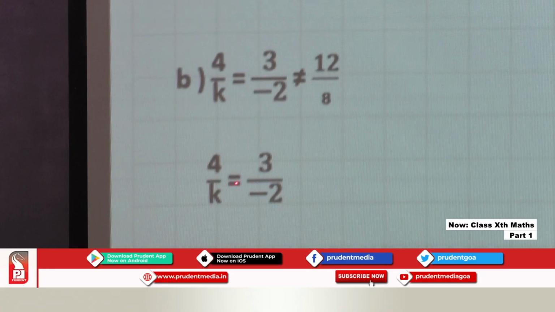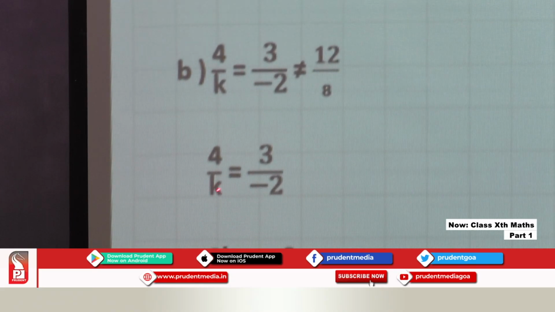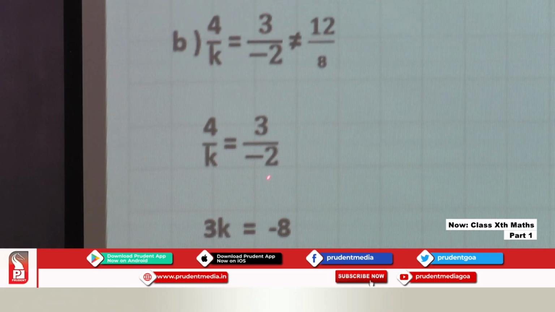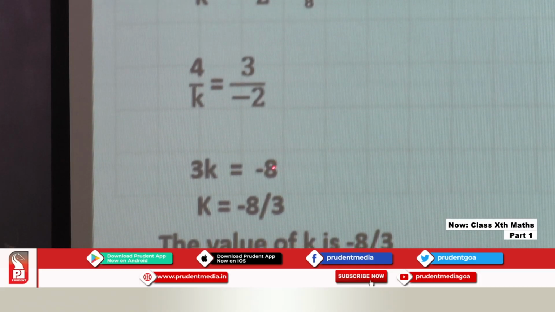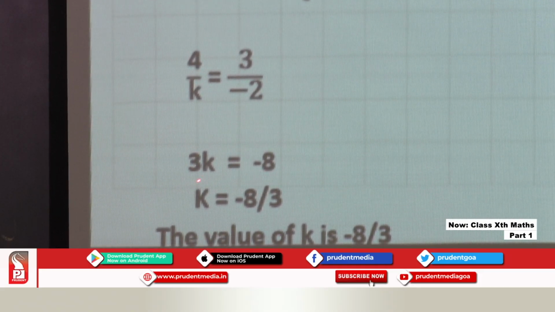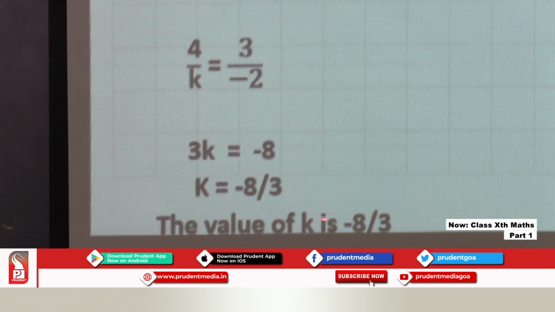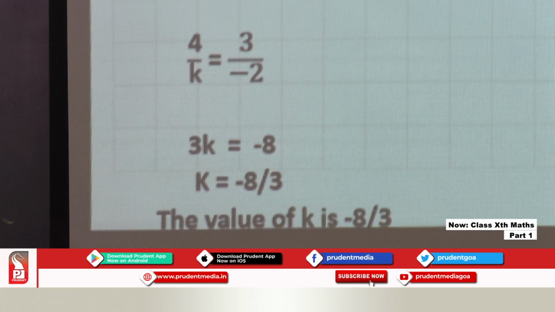So 4 upon k is equal to 3 upon minus 2. Now I am doing cross multiplication. k multiplied by 3 is 3k and 4 multiplied by minus 2 is minus 8. Then when I shift this 3 to the right hand side, I get k is equal to minus 8 upon 3. And minus 8 upon 3 is not divisible, so that is the final value of k. Therefore finally I write the value of k is minus 8 upon 3.